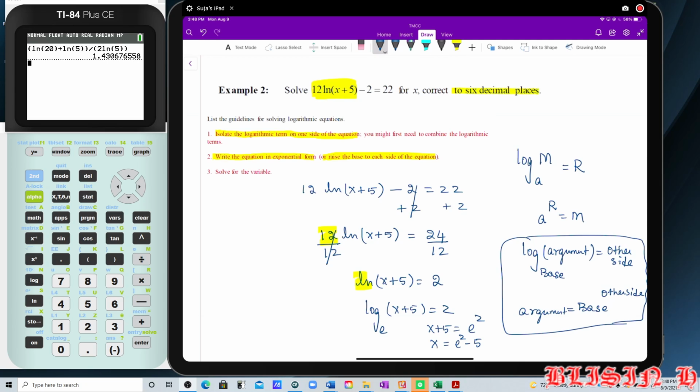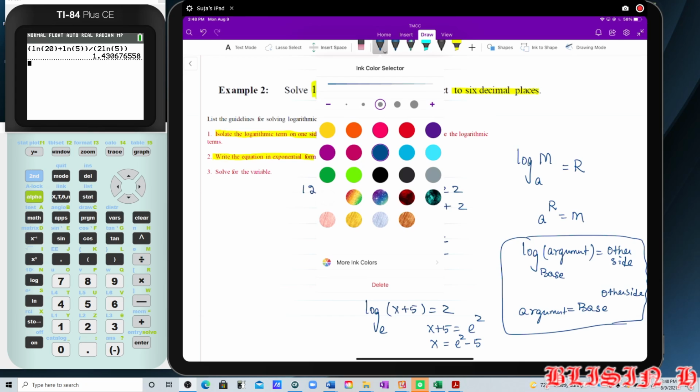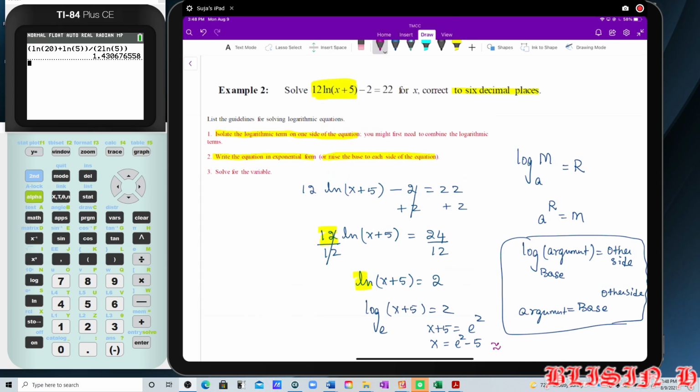Therefore, I'm going to put this in my calculator. So e squared minus 5. And so the answer is going to be 2.389056. And this should be the answer to this question.